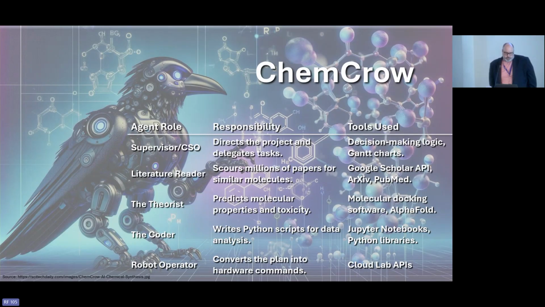They have a supervisor, they have a literature reader, they have a theorist who has a good sense of the background, a coder, and an operator. All of these different AI models worked together within a harness using an orchestrator. Okay, so this is a real world example of how this is happening right now and where it's moving.